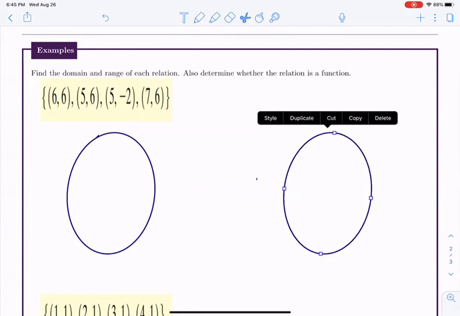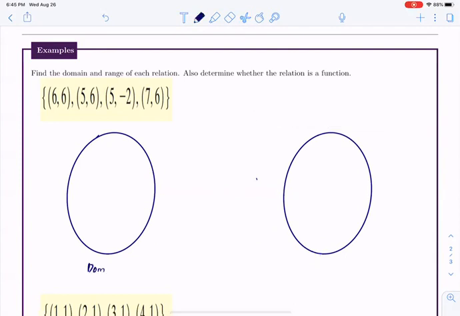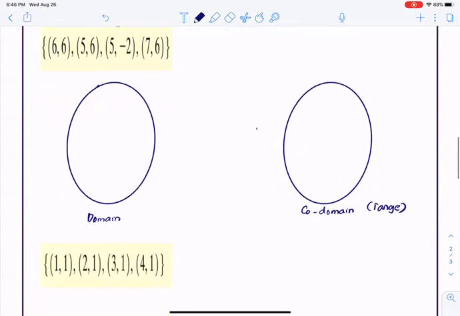Okay, so the two ovals that we have, the first one is what we call the domain. The next one is called the codomain, or it's simply the range. Now, those are just fancy terms, but what do they mean? The domain is simply the set of all x values and the range would be the set of all y values.